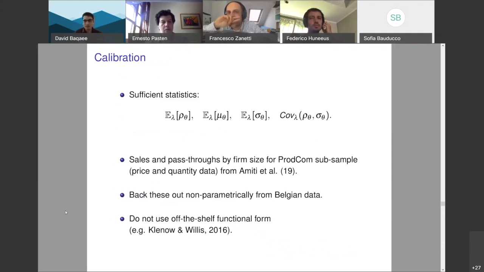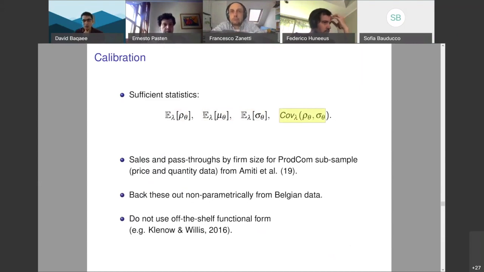There are some sufficient statistics you need. Obviously you're going to need all the parameters that you need when you calibrate the standard workhorse model: the Frisch elasticity, the discount factor, the Calvo parameter, the IES, all of that. But on top of the usual sufficient statistics, there are 4 other parameters you need in order to calibrate the model. These are the average pass-through, the average markup, the average price elasticity of demand, and finally the covariance of pass-throughs and price elasticities.